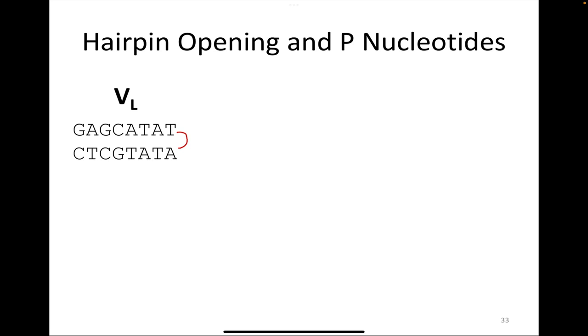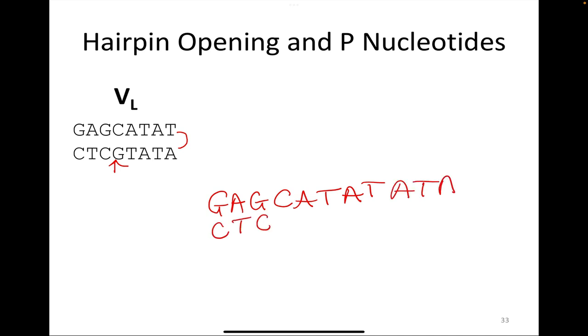And I could imagine getting, you know, a lot of different places where Artemis could cut. So one option is that Artemis can cut like this. Yeah? And then we would fill in and we would get some P nucleotides. I'm going to come back to this drawing in a little bit. See, this one I made super repetitive, so it was obvious it was a palindrome.